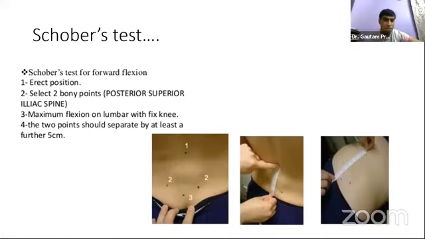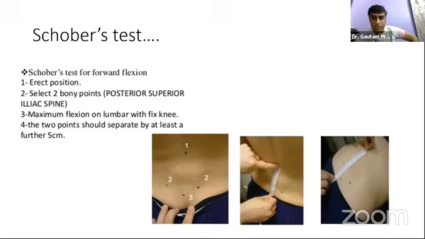Schober's test, this is another special test in which we check the mobility of the spine. To do this, we go on the backside of the patient, and then you palpate the two dimples across. You come across this point, draw a horizontal line, draw a vertical line right in the center, 5 centimeters below this horizontal line and 10 centimeters above this. And then you make the patient bend forward.